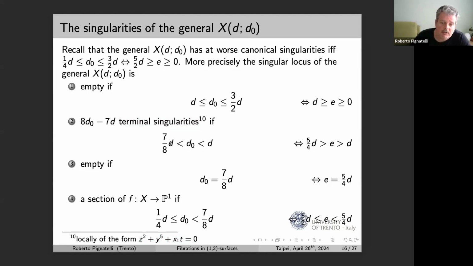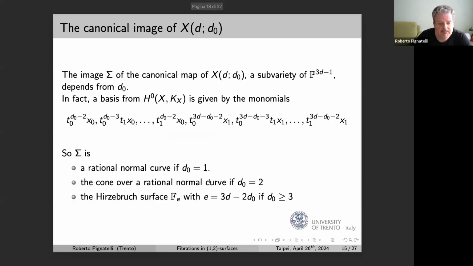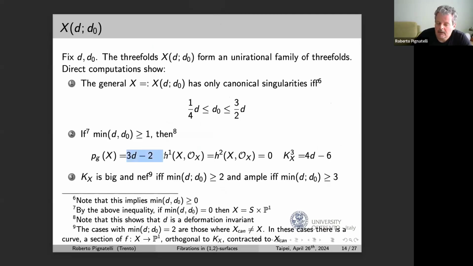As soon as D0 goes down, down, down up to 7/8 of D, they become smaller and smaller. When D0 is exactly 7/8 of D, magically you get no singular points anymore. So for D0 equals 7/8 of D, the general X is smooth. Of course, this requires D to be divisible by 8. What is divisible by 8 is something related to PG. It must be PG plus 2 to be divisible by 8.